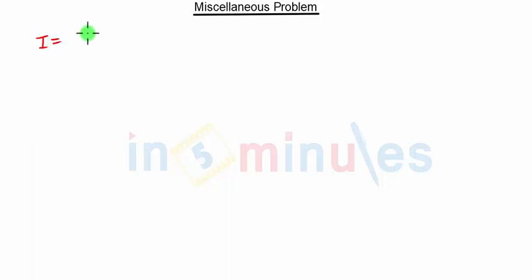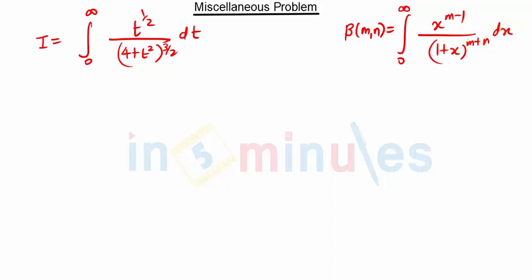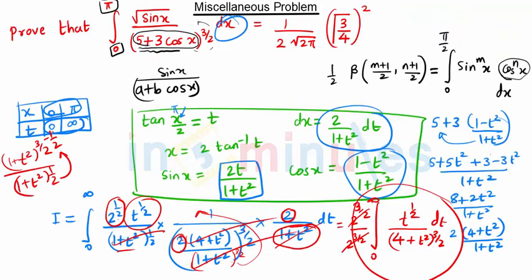So I is nothing but the integration from 0 to infinity of t raised to half upon (4 plus t square) the whole raised to 3 by 2 into dt. Now if you see, our limits of integration are from 0 to infinity. So here we are going to use the formula: beta of m comma n is nothing but the integration from 0 to infinity of x raised to m minus 1 upon (1 plus x) the whole raised to m plus n into dx.